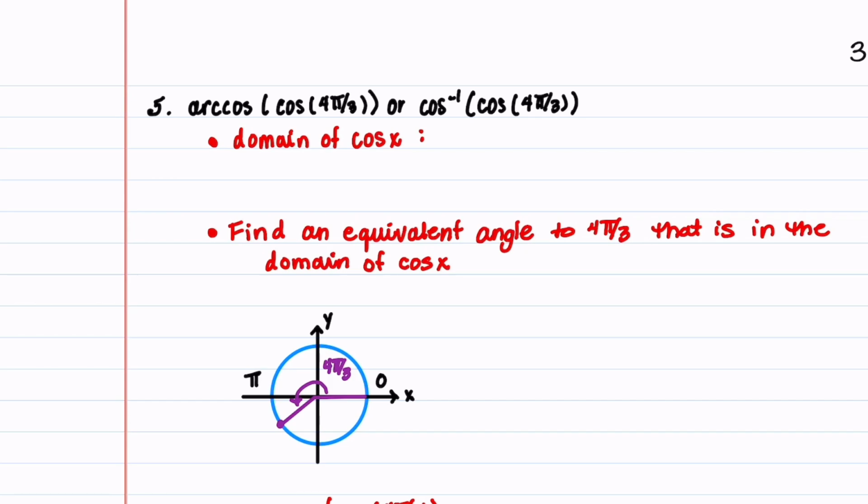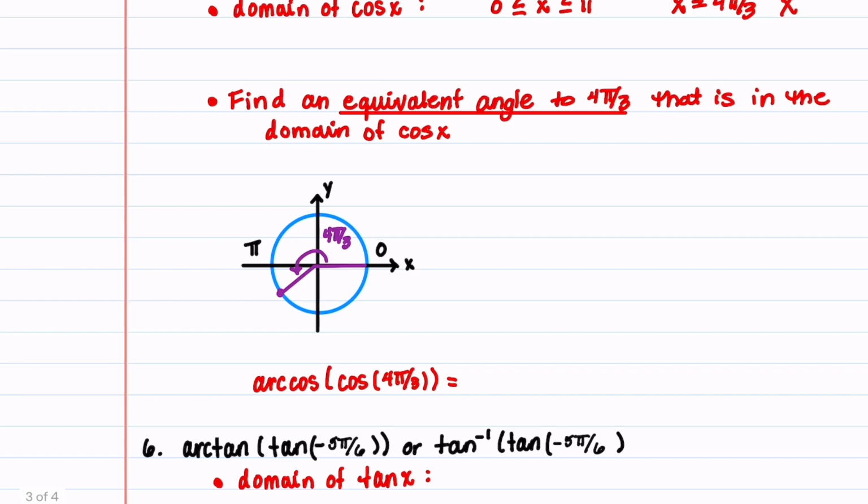Let's now look at a composition with a cosine function. Let's evaluate arccosine of cosine of 4 pi over 3. The domain of cosine x is 0 less than or equal to x less than or equal to pi. X is equal to 4 pi over 3, which is not in that domain. Because of this, we'll need to find an equivalent angle to 4 pi over 3 that's in the domain of cosine x.